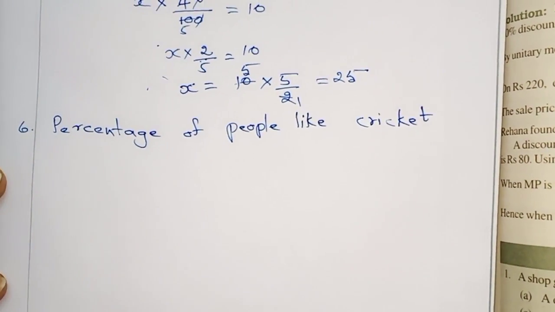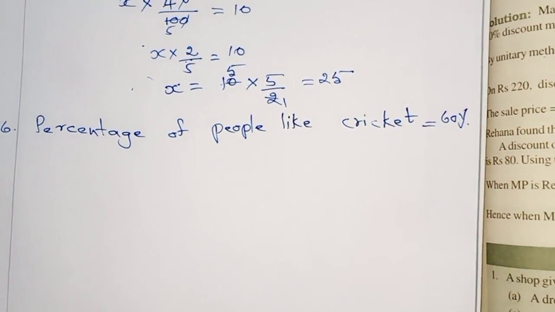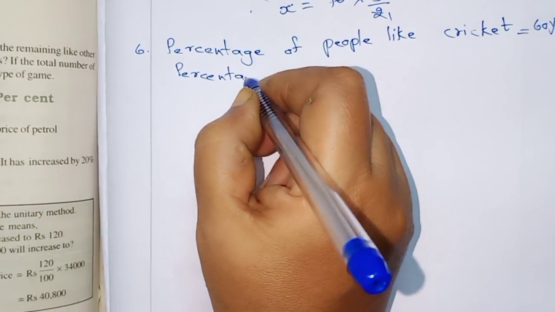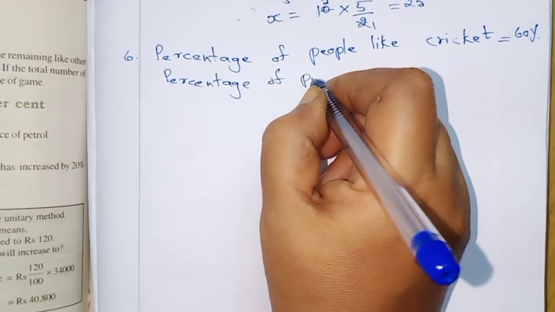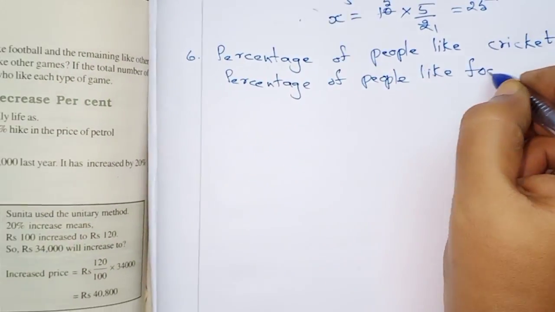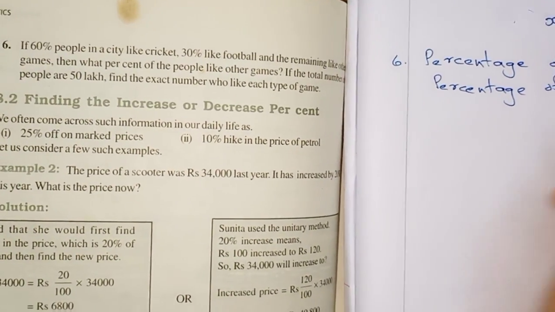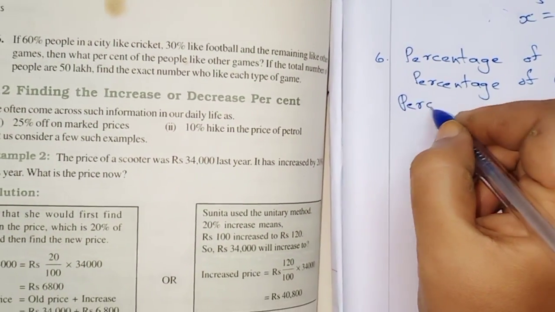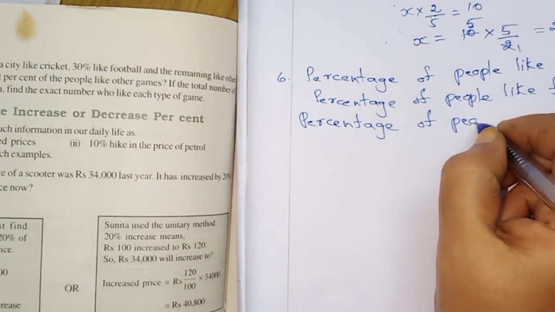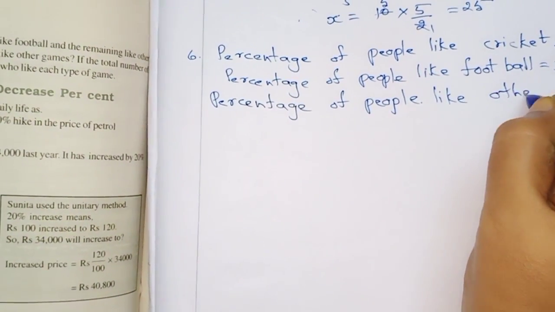What is the percentage of people who like cricket? 60%. Percentage of people who like football is equal to 30%. Now what do we have to find out? Percentage of people who like other games.